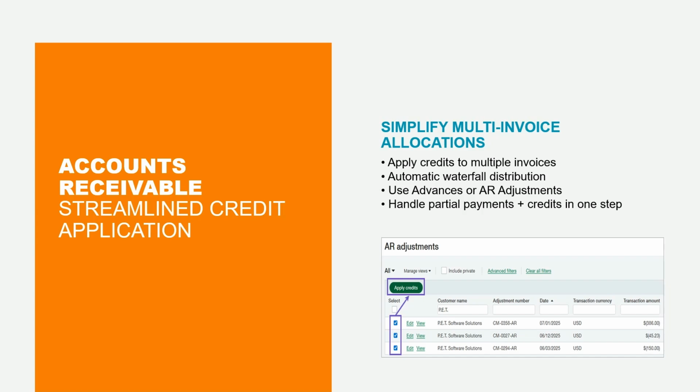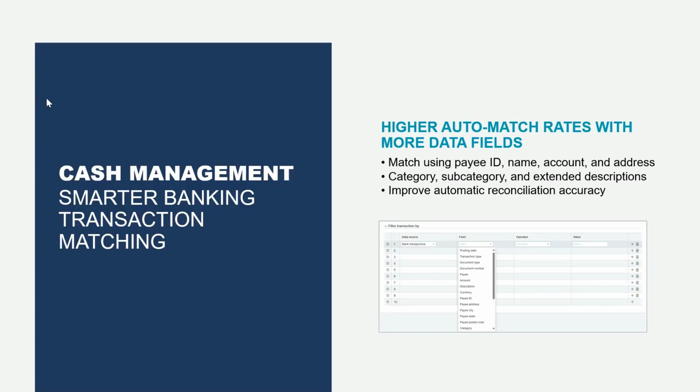Finally, we'll take a little look into cash management. Again, this is a really great piece of functionality that's come out. So in cash management, you can now improve your bank transaction matching with additional fields provided by the banks. So things like your payee ID, your name, your account address details, any categories or subcategories, even extended descriptions and bank reference numbers. So to use this, all you need to do is go into Intacct, which I will show you now.